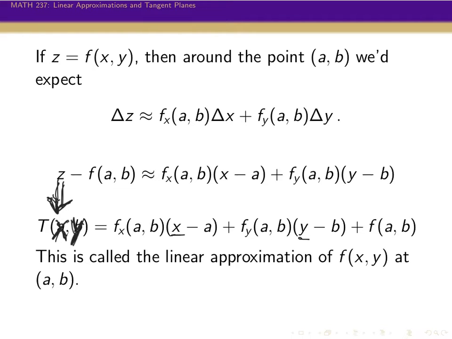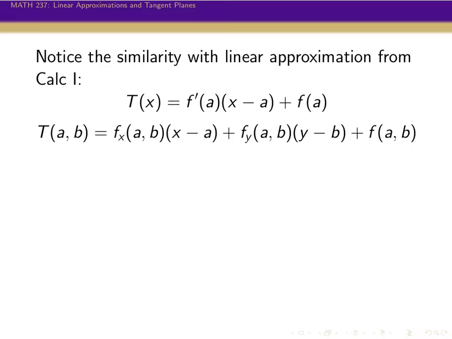So what makes this linear? It's that x and y are both to the first power. They only appear by themselves to the first power. And so that's what makes this a linear approximation. Okay. So if you look at this, this again should be x comma y. Sorry for the typo. If you look at this, this is a linear approximation that we have for two variables. This is really similar to the linear approximations that we saw in Calc 1.